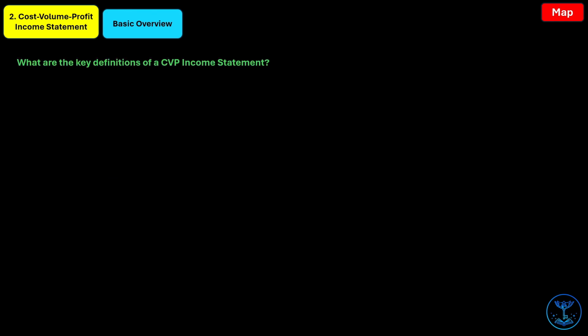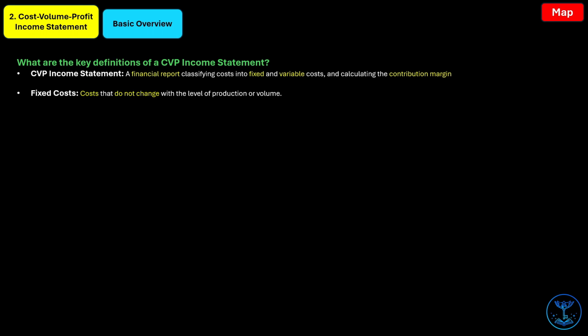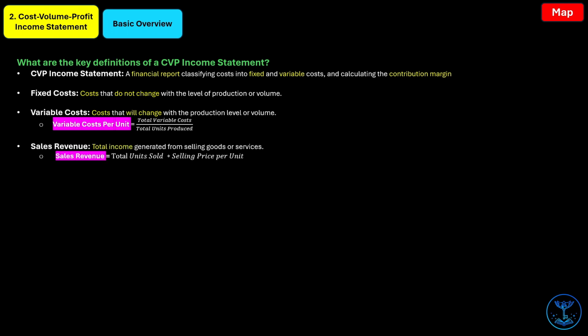What are the key definitions of a CVP income statement? A CVP income statement is a financial report classifying costs into fixed and variable costs and calculating the contribution margin. Fixed costs are costs that do not change with the level of production or volume. Variable costs are costs that change with the production level or volume. Variable cost per unit is equal to total variable cost divided by the total units produced.